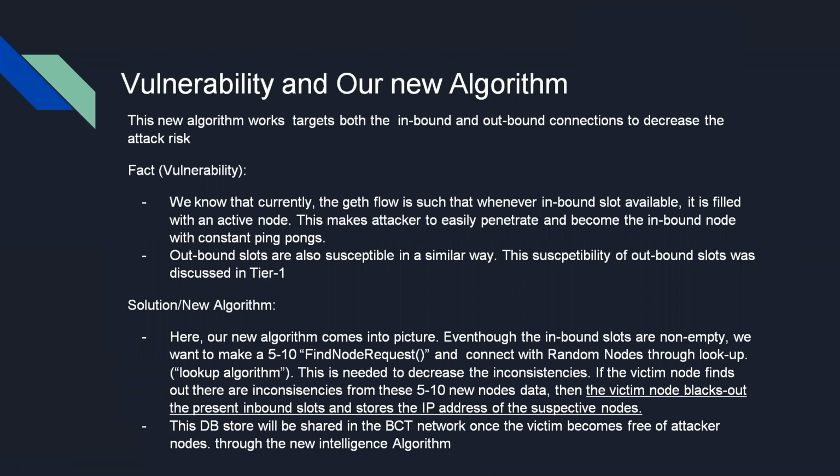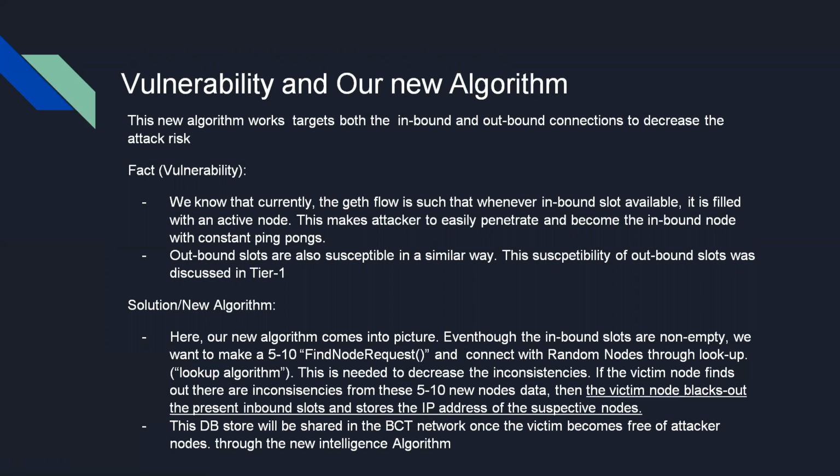Coming to the algorithm, our algorithm tackles this kind of vulnerability. Even though the inbound slots or outbound slots are non-empty, our algorithm wants to make 5 to 10 find node requests and connect with random nodes through the lookup algorithm. This is needed to decrease the inconsistencies. If the victim node finds there are inconsistencies from the data of these 5 to 10 new nodes, then the victim node blacks out the present inbound slots and outbound slots and stores the IP addresses of the susceptible nodes.